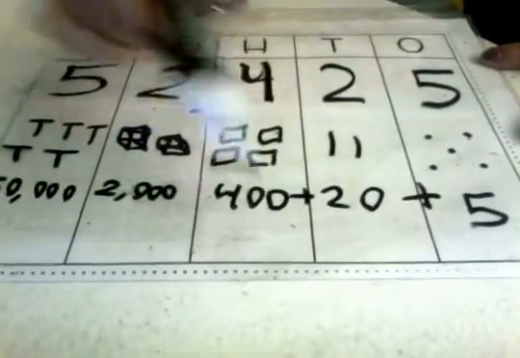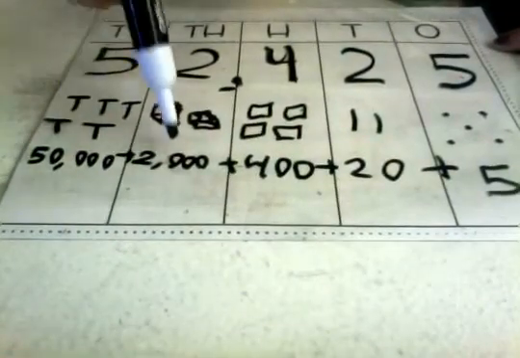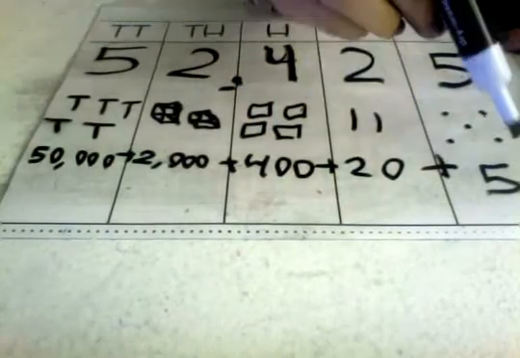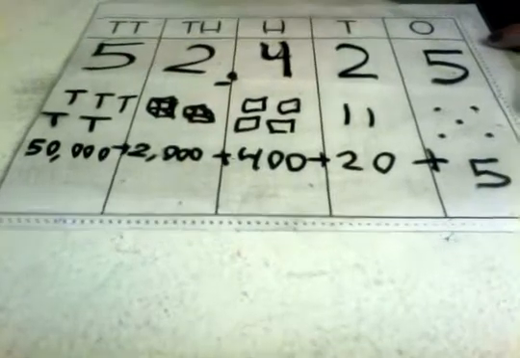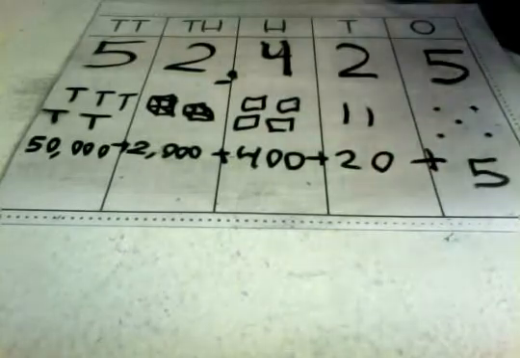So our expanded form is 50,000 plus 2,000 plus 400 plus 20 plus 5 equals 52,425. Go ahead and cap your marker, erase your boards, and I will see you tomorrow.